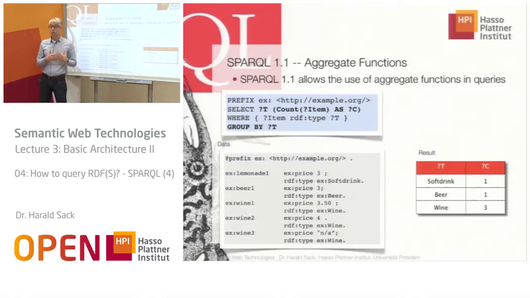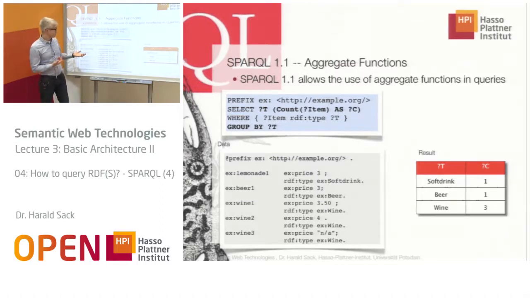Therefore, we group the results by the categories. So this is group by T. And T is the variable that holds the category according to this basic graph pattern. And what we do next is simply, okay, we again count T. We select T, which is the type or the category here. And for each T, we count all items that belong to T.